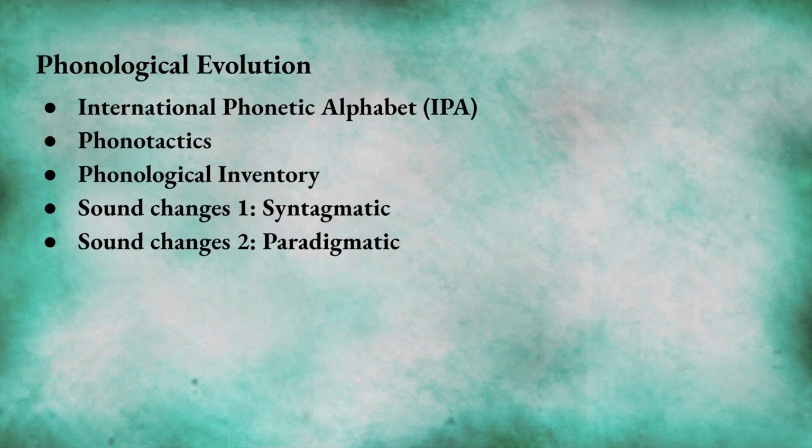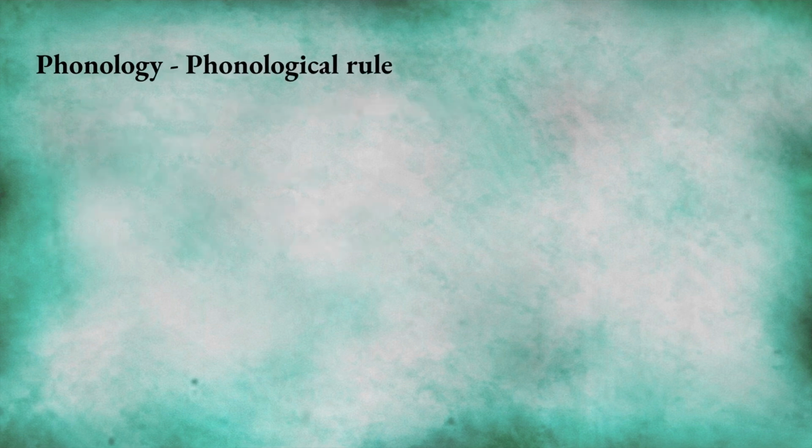In our last video we looked at phonology, phonological inventories and phonotactics. In this video we'll be looking at how to actually apply phonological changes in a way which is naturalistic. We'll begin by looking at what's known as a phonological rule. This is shorthand for writing out the sound changes which we'll be exploring in this video.